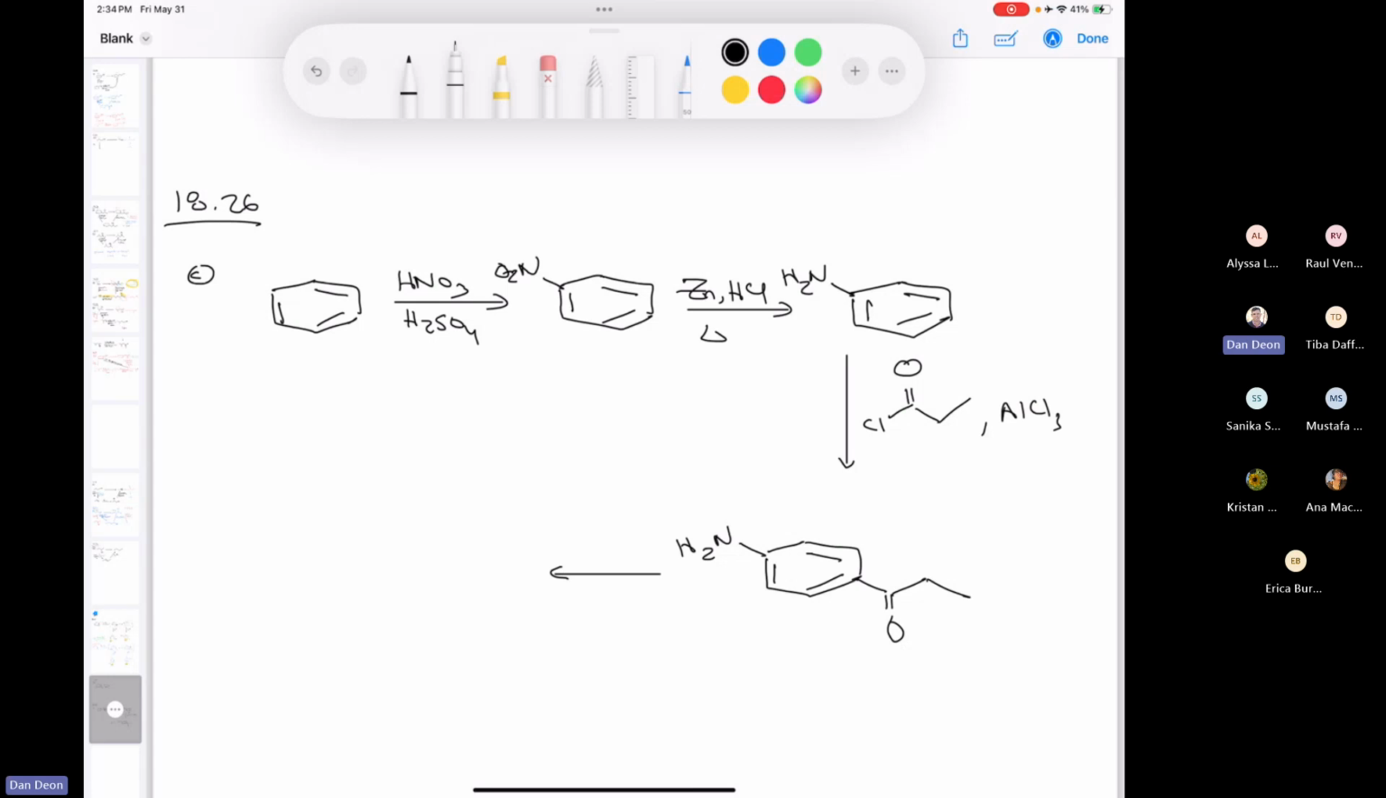Clemmensen reduction is going to be zinc and mercury, so this is our zinc mercury amalgam and HCl. However, that's going to give us the anilinium ion in the end. So I would say step 1 would be this. And then step 2 is going to be sodium hydroxide to deprotonate. After that, that will give us the amino group in the correct position. 1, 2, 3. There we go.